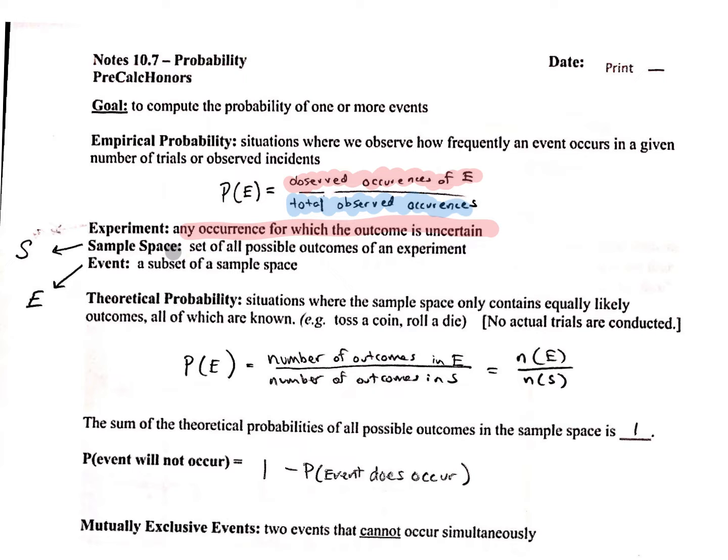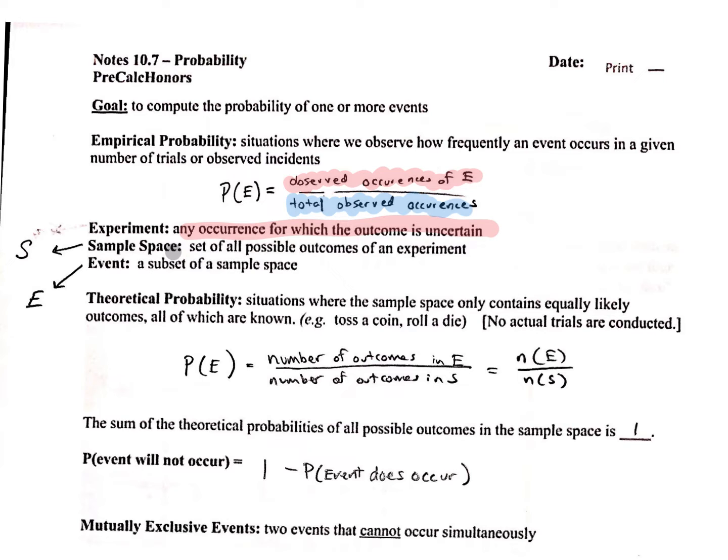So if we had some experiment where we were tracking to see how many birds flew over a certain area that were blackbirds, we would observe the total number of blackbirds and the total number of birds that flew, and dividing the total number of blackbirds by the total number of birds would give us the probability that the next bird that flew by would be black.